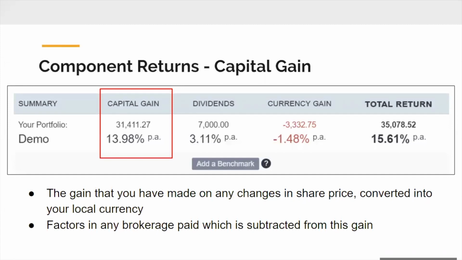Often with portfolio tools, this is really the only component of the return that they will report. It's usually the major component of a portfolio return, of course. One thing to note with the capital gain figure in Sharesight is that it does factor in brokerage. So any brokerage fees that you pay on your buy and sell transactions is subtracted from the capital gain to give a more accurate figure.